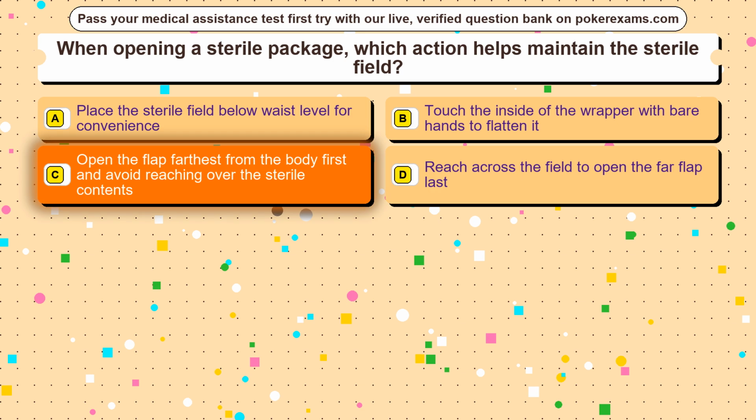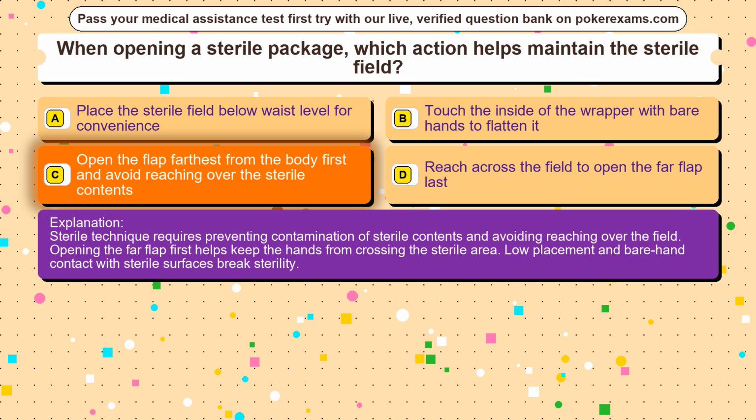The correct answer is option C, open the flap farthest from the body first and avoid reaching over the sterile contents. Sterile technique requires preventing contamination of sterile contents and avoiding reaching over the field. Opening the far flap first helps keep the hands from crossing the sterile area. Low placement and barehand contact with sterile surfaces break sterility.